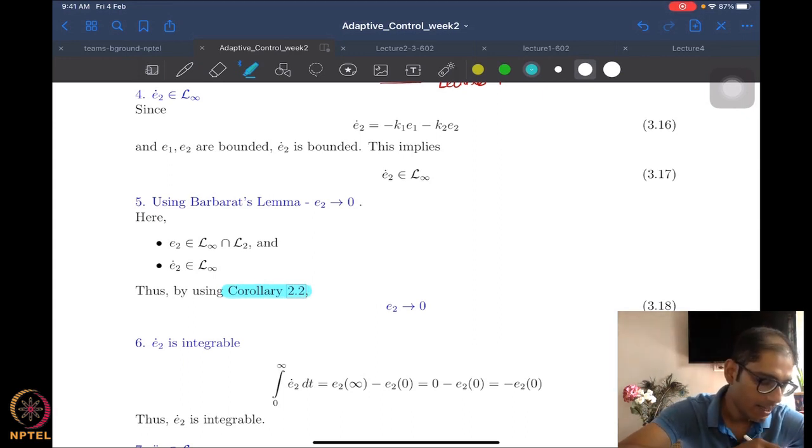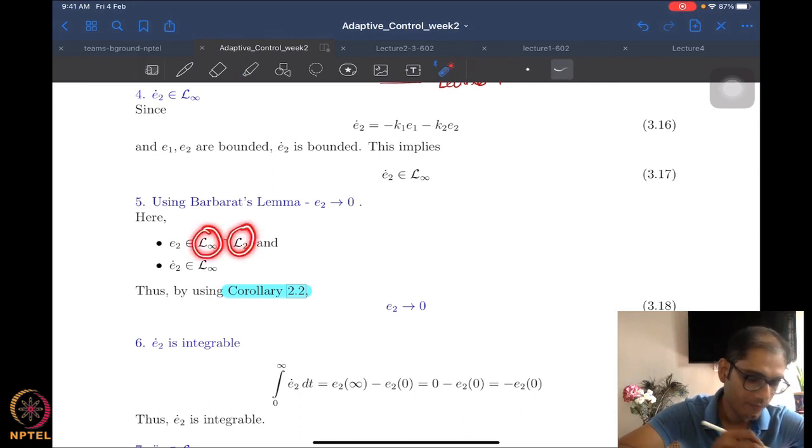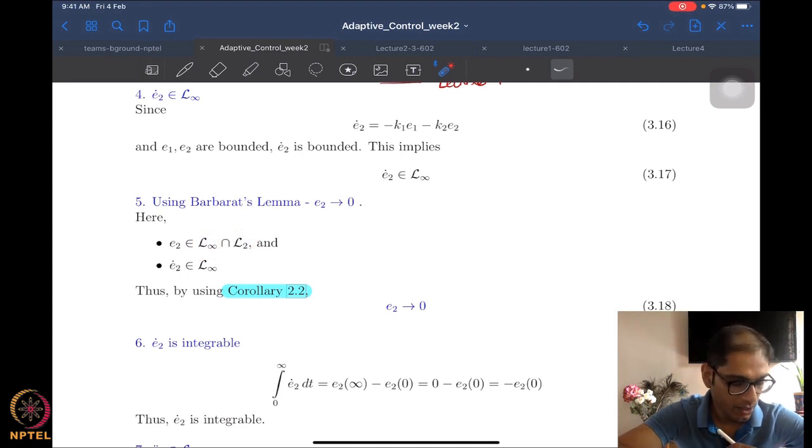What did it say? It said that if a signal is L infinity and some Lp, and further its derivative is L infinity, then the signal itself goes to zero as t goes to infinity. Okay? All right. And that's exactly what we have here.